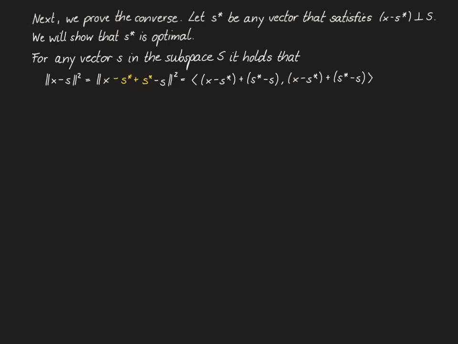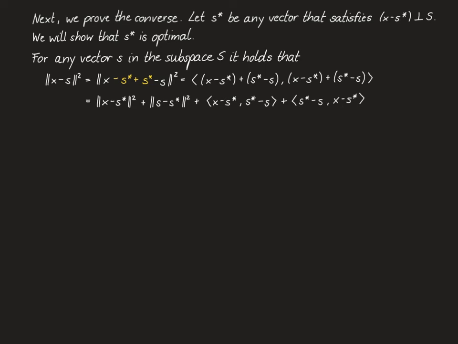And this again can be written as the inner product of this vector with itself by the definition of the induced norm. And now we can again use linearity in the second argument and conjugate linearity in the first argument to write this in terms of 4 inner products, of which 2 become the squared norm of x minus S star and the squared norm of S minus S star. And the remaining 2 are the inner product of x minus S star with S star minus S, and S star minus S with the vector x minus S star.